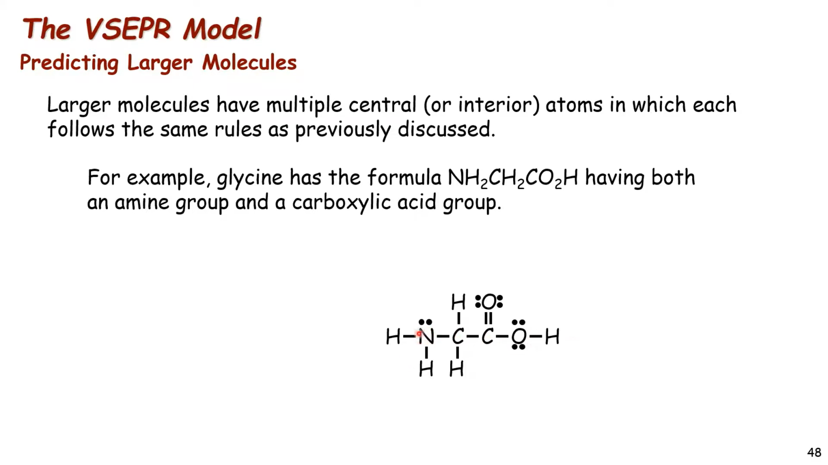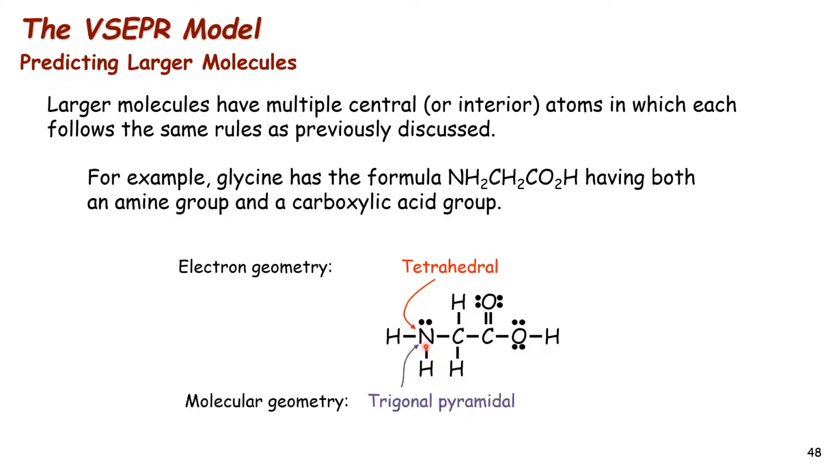And I can see around this nitrogen, there's 1, 2, 3, 4 regions of electron density. So this has a standard electron geometry of tetrahedral. However, one of them is a lone pair. We can't see the lone pairs, and we know then that this is going to have a molecular geometry of trigonal pyramidal. Then this carbon, 1, 2, 3, 4 regions of electron density. So it too has a standard electron geometry of tetrahedral. There's no lone pairs this time, so its molecular geometry is tetrahedral.